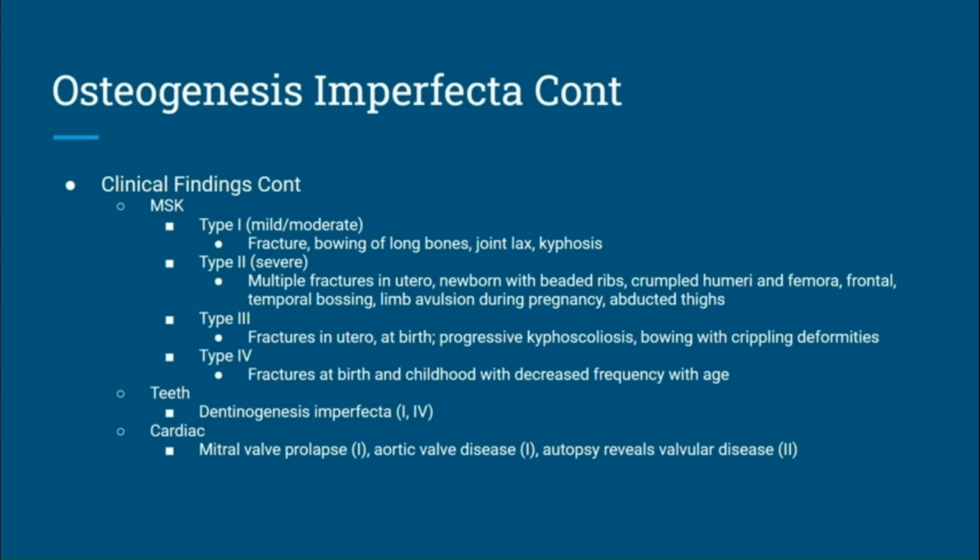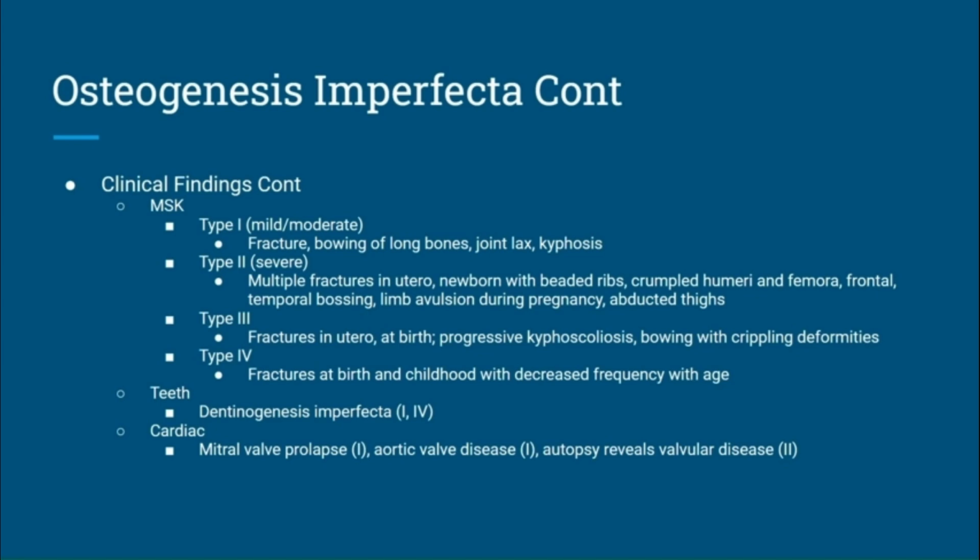Type 2, you might notice multiple fractures in utero, and this type is the most likely to pass away during birth or in utero. And just listen to these. I mean, just sounds severe, right? Multiple fractures in utero, newborn with beaded ribs, crumpled humeri and femori, frontal temporal bossing, limb avulsion during pregnancy. It just sounds sad, honestly. So this is their most severe type.